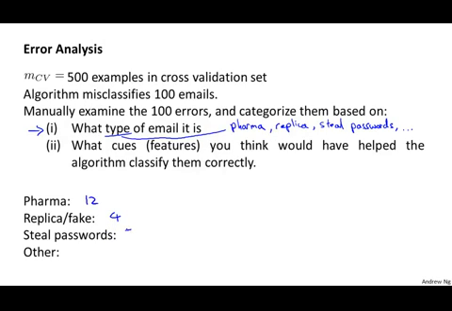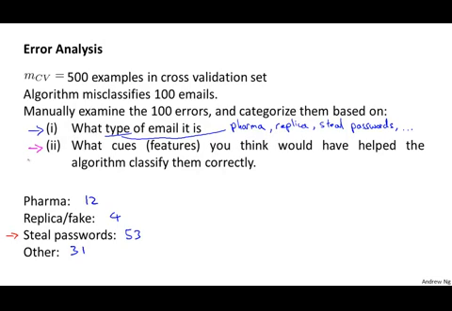And maybe I find that 53 of them are what's called phishing emails, basically emails trying to persuade you to give them your password, and 31 emails are other types of emails. And it's by counting up the number of emails in these different categories that you might discover, for example, that the algorithm is doing particularly poorly on emails trying to steal passwords, and that might suggest it might be worth your effort to look more carefully at that type of email and see if you can come up with better features to categorize them correctly.